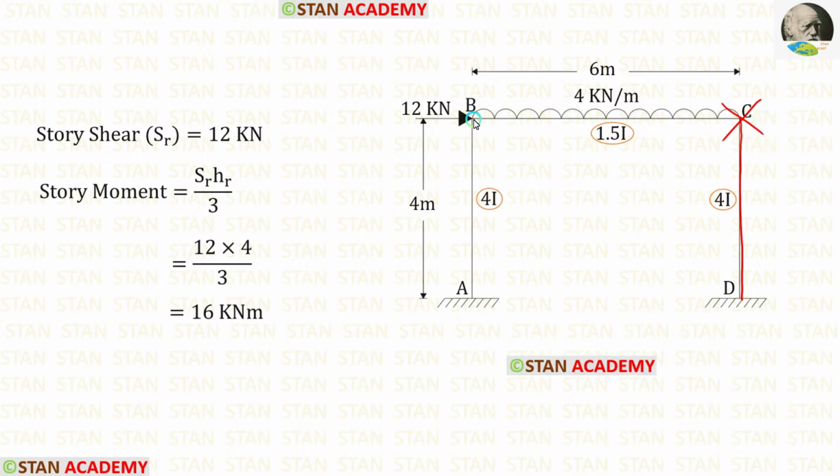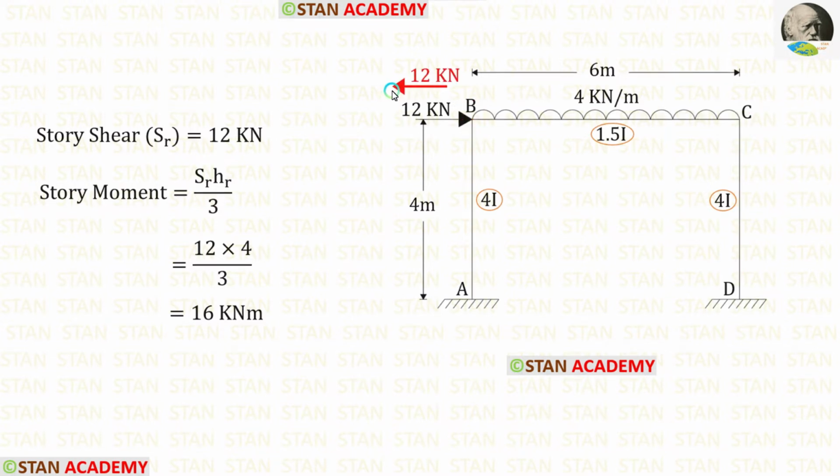Now let us take the column AB. In the point B, we have a nodal point load 12 kN. It is acting towards the right side. So the reaction should be acting towards the left side. If the reaction acting towards the left side, that will be positive. So our story shear is 12 kN.